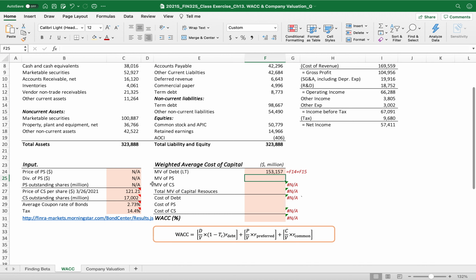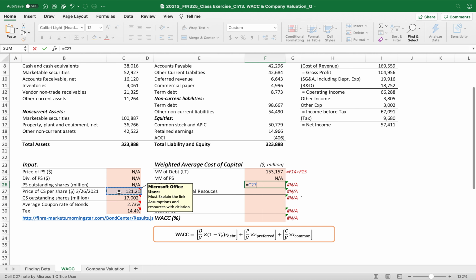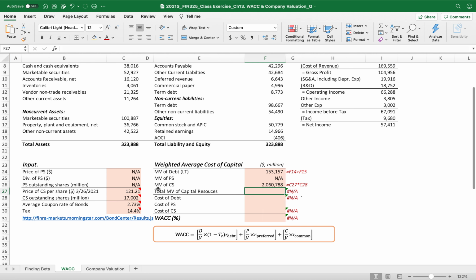Okay, and then the market value of the preferred stock, we don't have. And then the market value of the common stock. How to get it? We don't use the book value. Instead, we just multiply the share price, 121, times the number of shares. Now, this shows $2.2 trillion, $2,060,788,000, which is the market value of the common stock. And then the total market value of the capital resources is 22, that is the enterprise value, by the way.